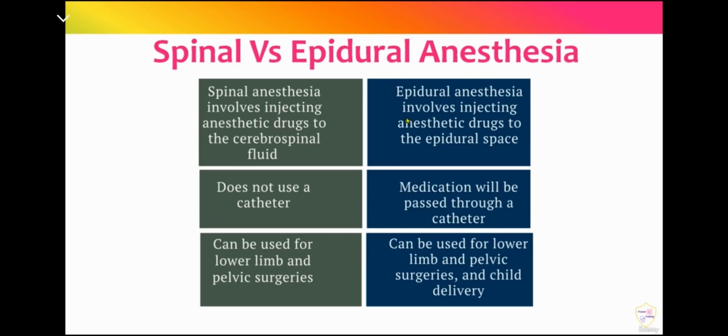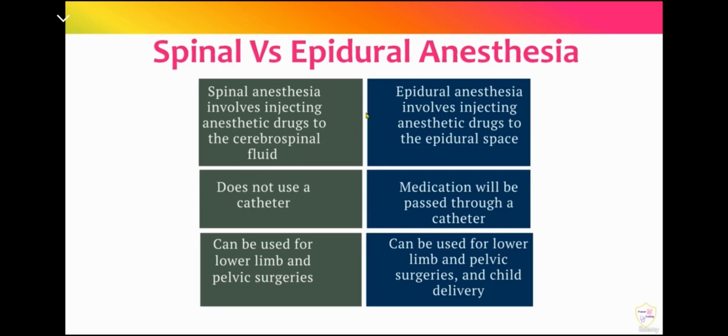In epidural anesthesia, it involves injecting anesthetic drug into the epidural space. As we explained, there is a location difference. Where the anesthetic agent is placed is very important to understand the spinal versus epidural anesthesia difference. That particular figure which I showed you earlier will give you a visual impression of the difference.